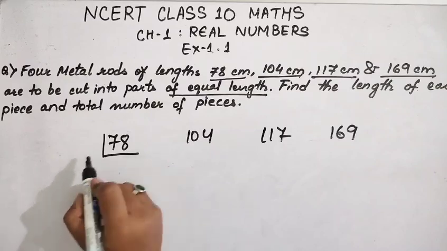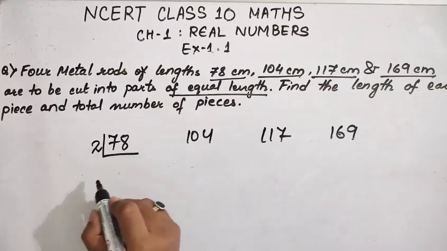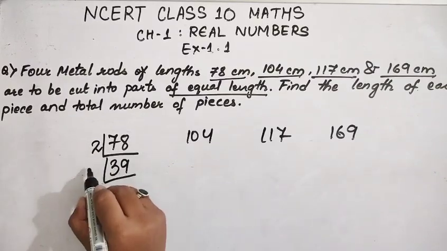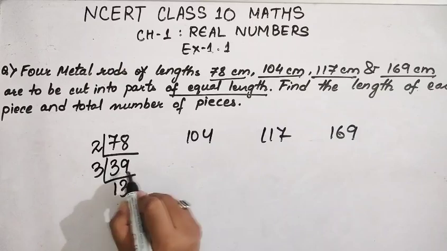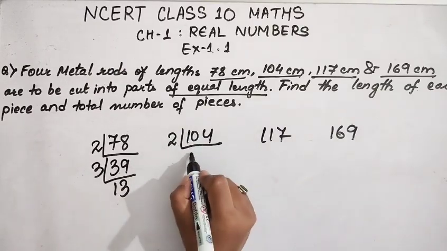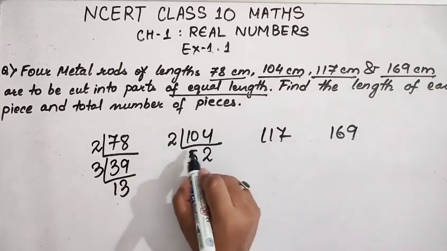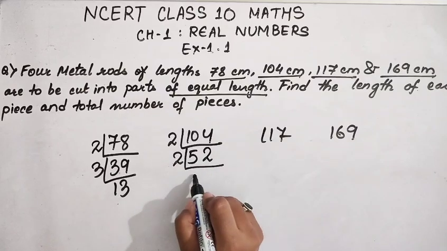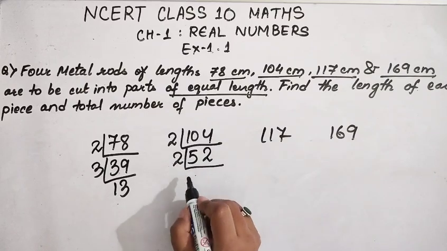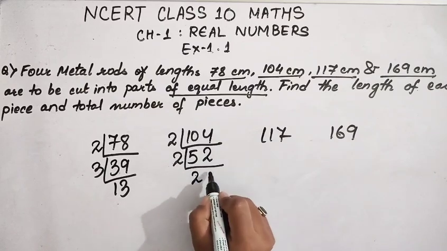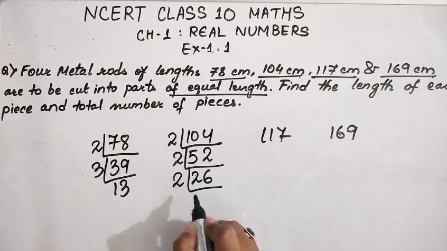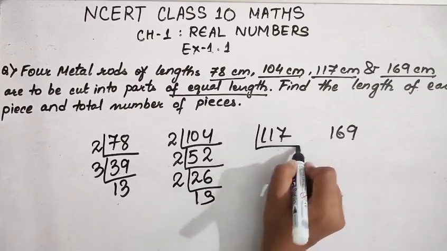2 into 39 is 78. Again, 3 into 13 is 39. Here we have 2 into 5 is 10, 2 into 2 is 4, again 2 into 2 is 4, 2 into 6 is 12, and 2 into 1 is 2, 2 into 3 is 6.